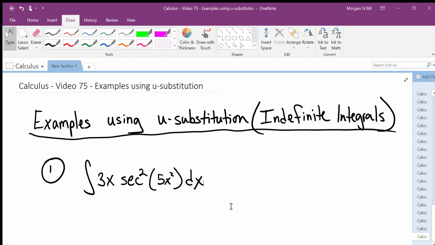secant squared of 5x squared dx. That looks pretty complicated. Kind of a hint here.